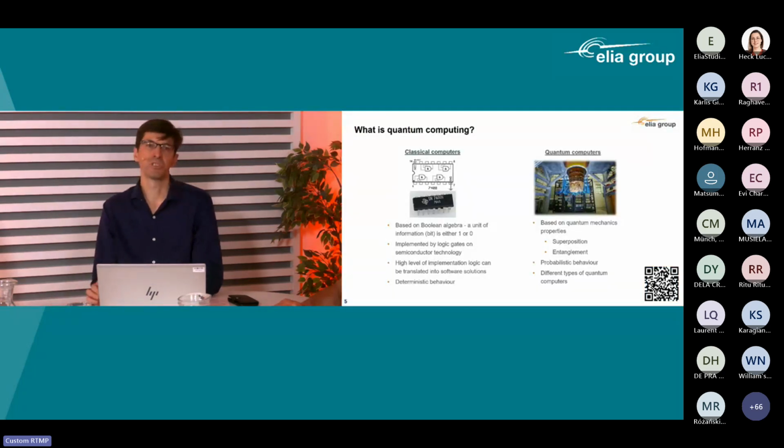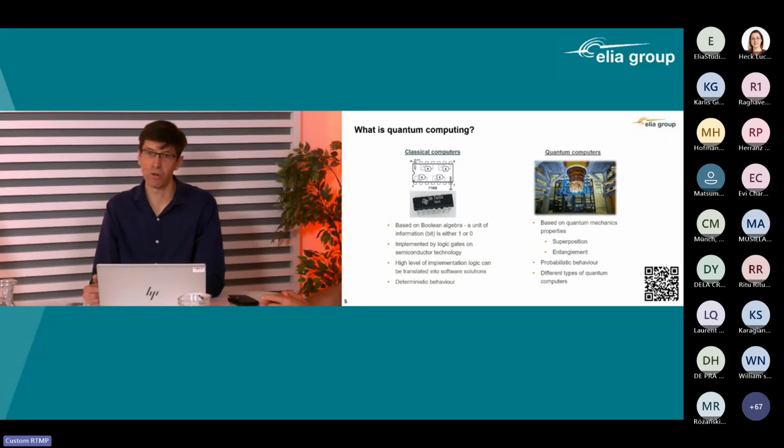Many times people ask the question, what is quantum computing? And I think an easy way to explain is to compare it with classical computers. Most people know that classical computers are based on bits that can be either 0 or 1. It's a very mature technology where we have semiconductors that can implement logic gates, and from these logic gates you can do all sorts of computations. You don't need to know electronics. You can use high-level languages that are then translated into computer code, and they are deterministic.